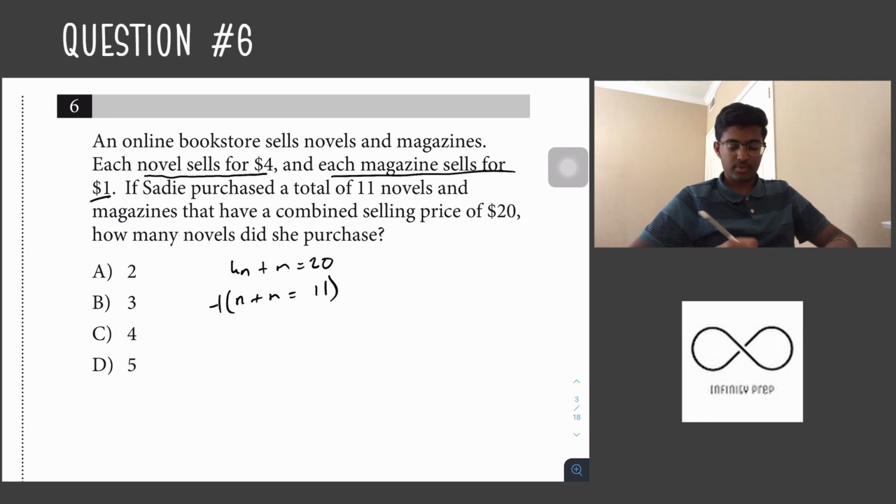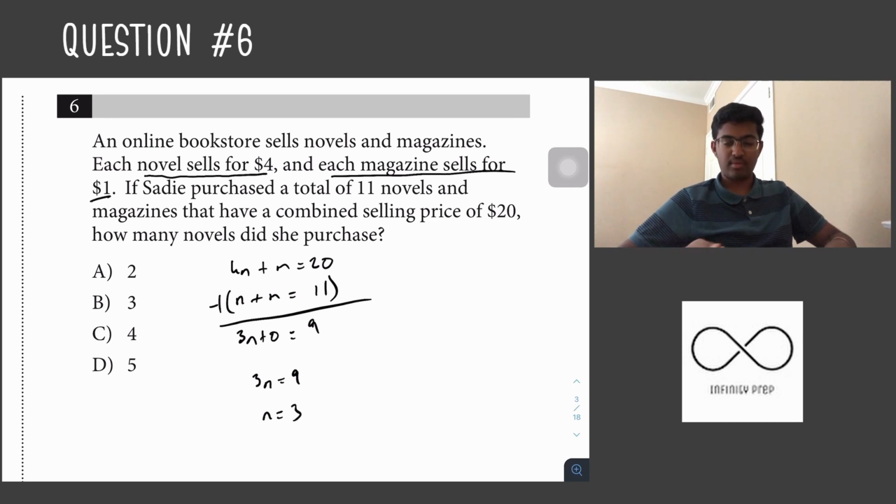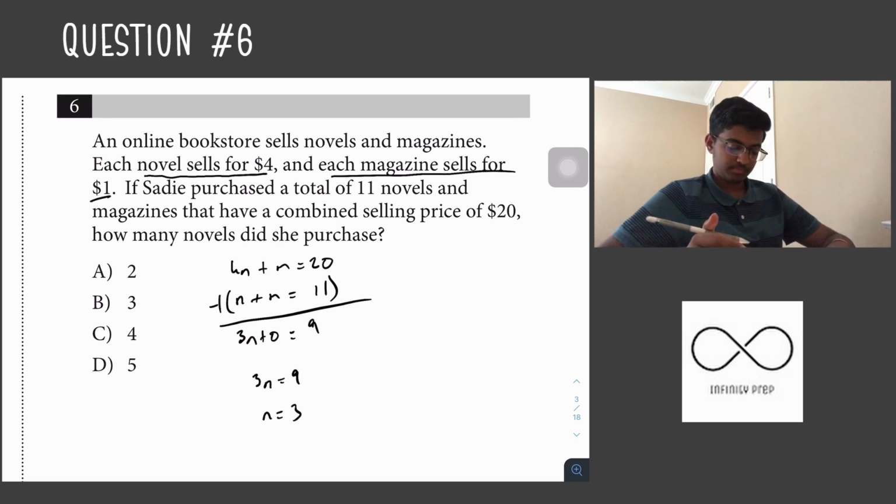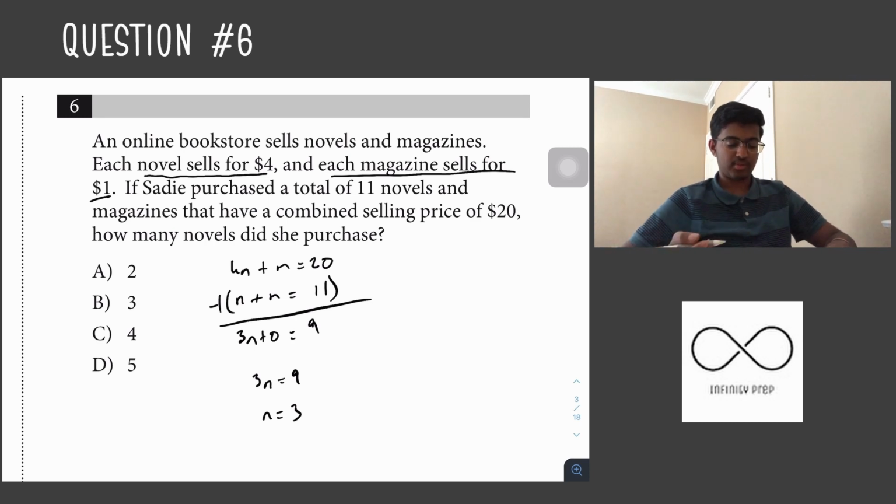And so if you solve this, it would be 4N minus N, which would be 3N, M minus M, which would be 0, equals 20 minus 11, which is 9. So this would be 3N equals 9, and the number of novels is 3 because 9 divided by 3 is 3. And that's the answer to the question, because it asks how many novels did she purchase. So answer choice B.